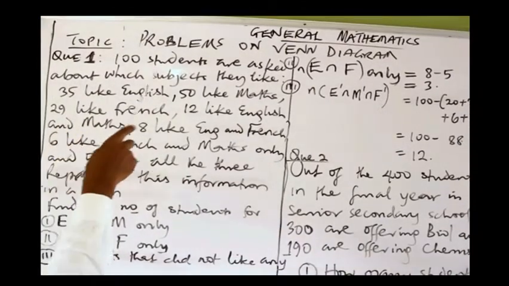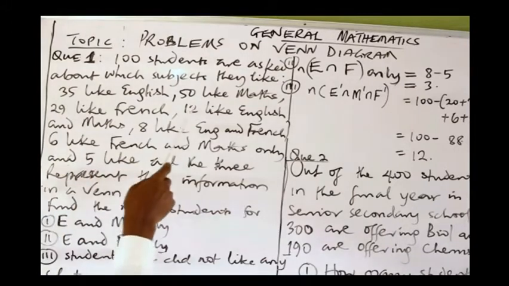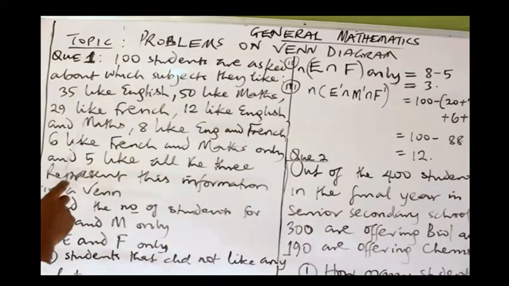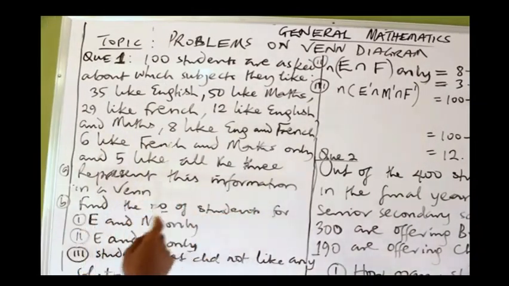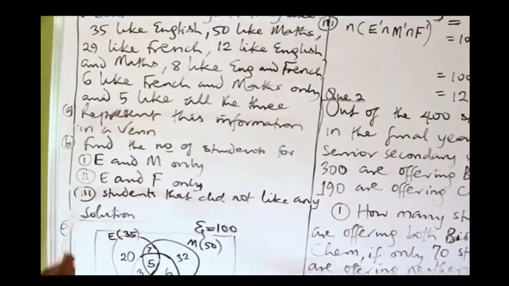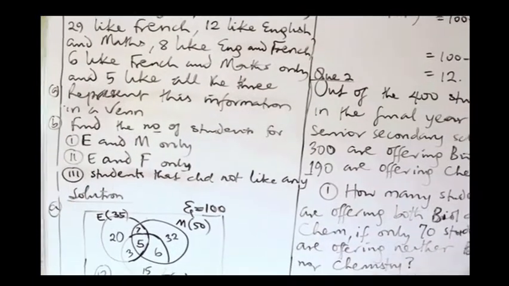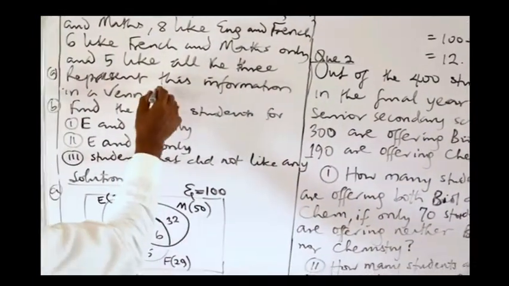Now, question 1. 100 students are asked about which subject they like. 35 like English, 50 like math, 29 like French, 12 like English and math, 8 like English and French, 6 like French and mathematics only, and 5 like all the 3 subjects. Now represent this information in a Venn diagram.